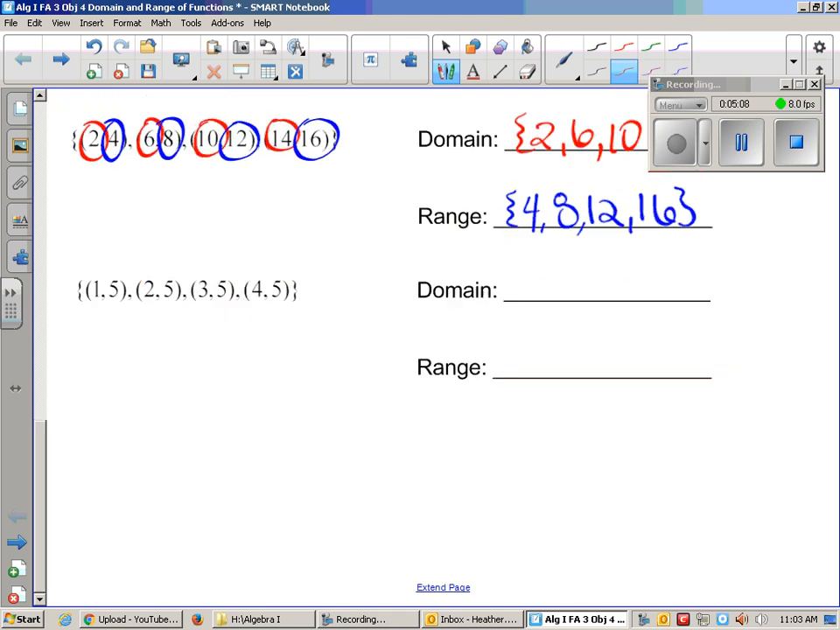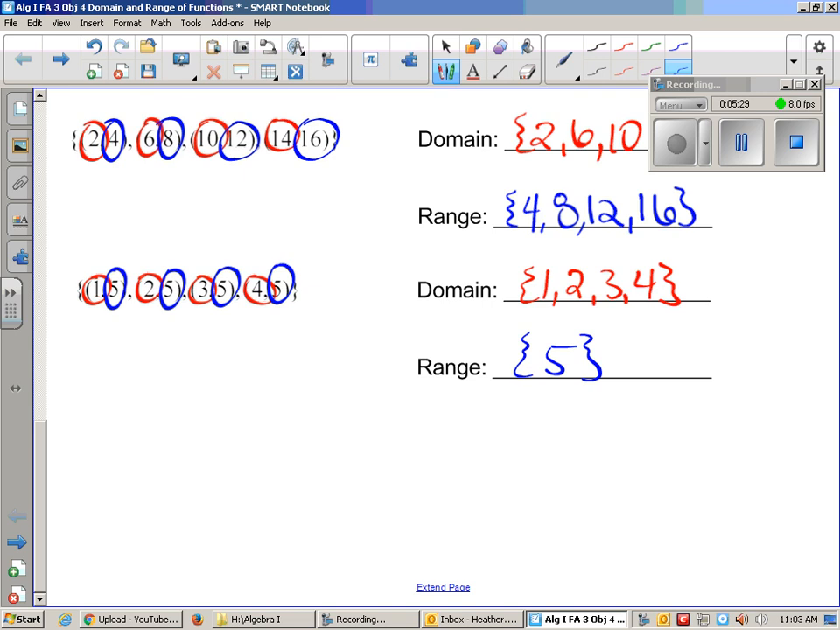Last one, my domain, all the first numbers in order. And my range, or my y's, those are all the same number. And remember, just like I did when it was in the table form up above, I just write the number once, not 4 times, but once. Okay, so that's domain and range from a table and a set of ordered pairs. Hopefully, it'll be straightforward and easy for you.